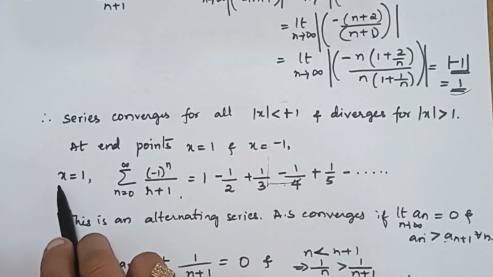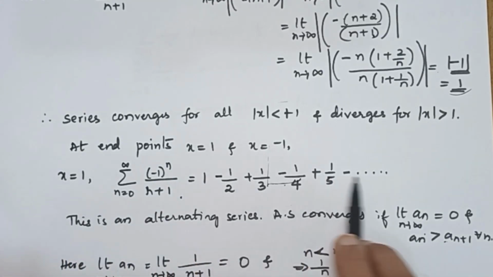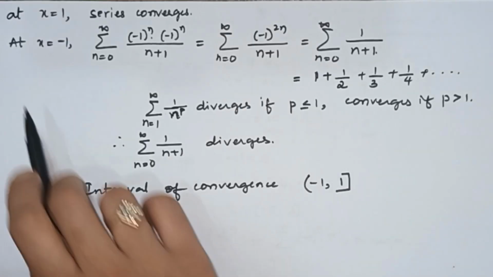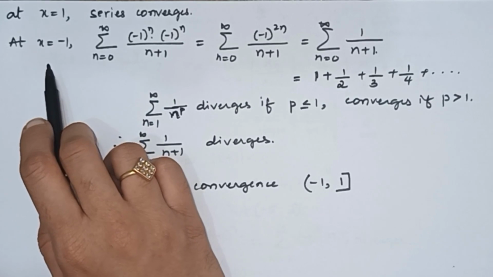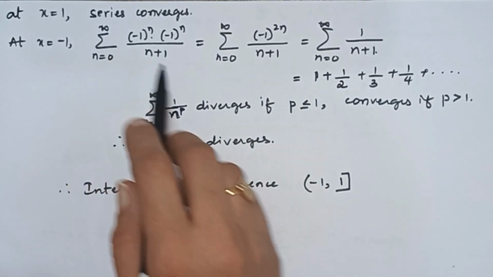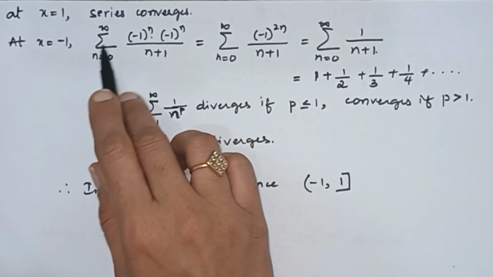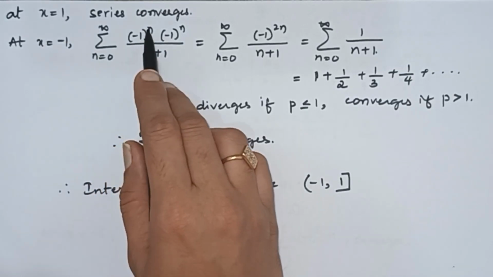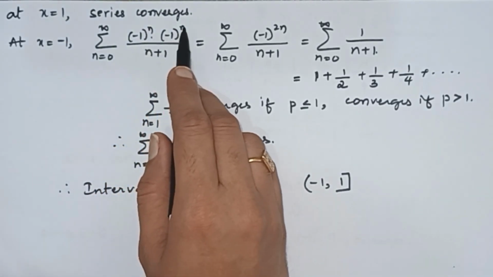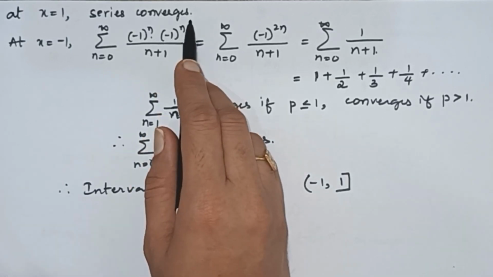Therefore, at endpoint x equal to 1, the series converges. Now, there is another endpoint, that is x equal to minus 1. Let us see what happens to the series. So the series becomes summation n equal to 0 to infinity of (minus 1) power n into (minus 1) power n, because x is x to the power n, given in the question.